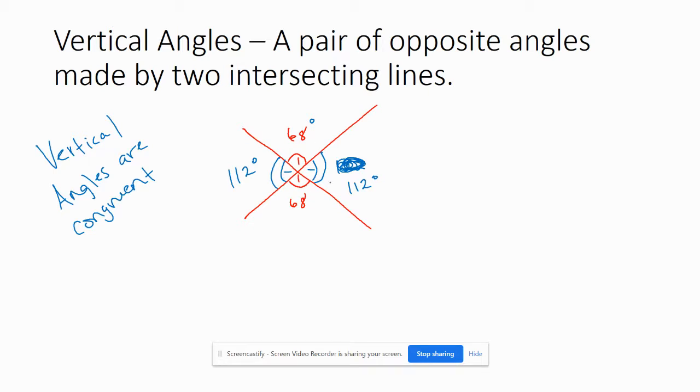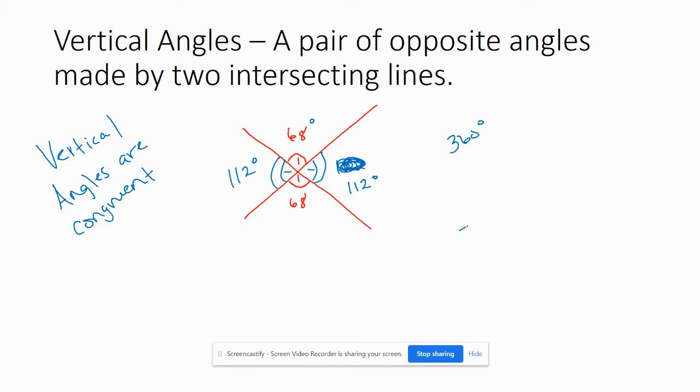Now, if we put all of these together, they would equal 360 degrees, right? But notice how the angles that are across from each other are the ones that are congruent with each other. Okay, and they have to be made by two intersecting lines here.